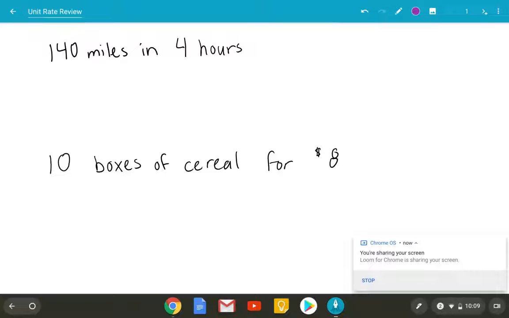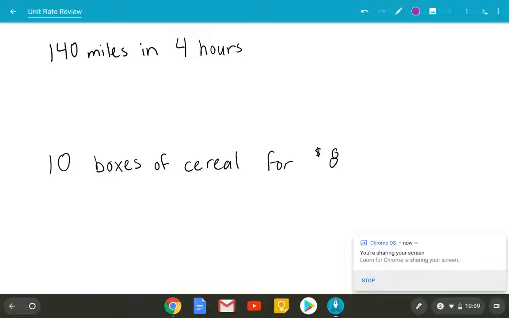Rates. If you remember what a unit rate is, it is a rate or a ratio where one of the numbers that you're comparing is 1. So a ratio is a comparison of two numbers. A unit rate is when one of those numbers that you're comparing is the number 1. So any time we're trying to find a unit rate, we have to make an equivalent ratio where one of the numbers that we are comparing is the number 1.